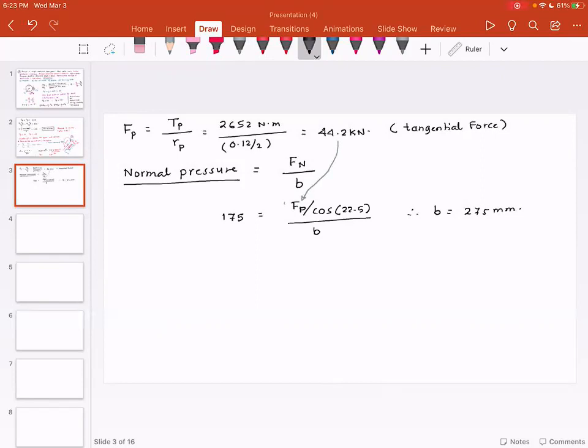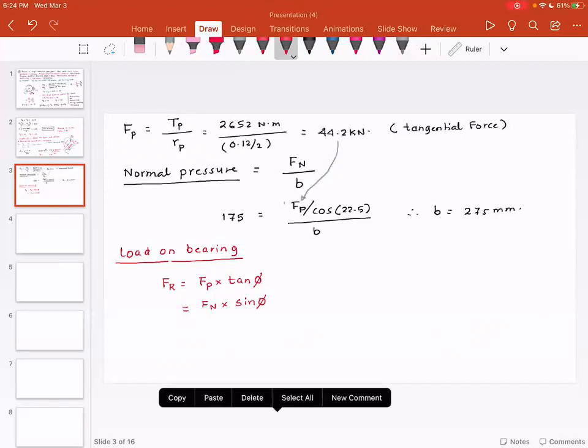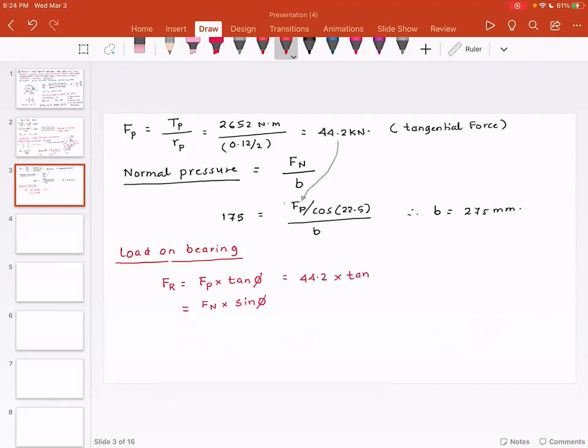Now the last part is the bearing load. So load on the bearing is nothing but the radial force. And we talked about this in the last class. Radial force is Fp multiplied by tan of the pressure angle, or normal force multiplied by sine of the pressure angle. You can use any equation and you will find this is 44.2 tan of 22.5, 0.5, and that gives me 18.3 kilonewton.